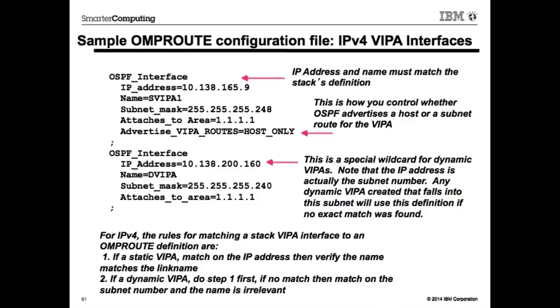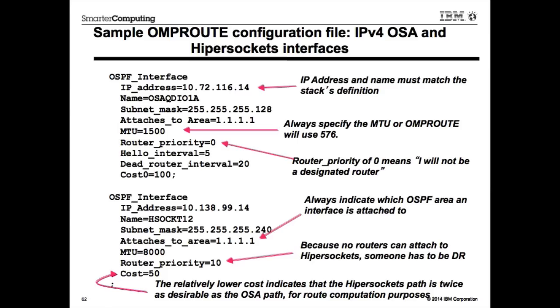these special wildcards. Next is an OSA interface, or hypersockets. With an OSA interface, once again, you define to OMPROUTE the IP address and the link name. They need to match the stack. You tell OMPROUTE what the subnet mask is. That's how OMPROUTE computes the subnets. You tell him what area he's attached to. You also have to tell OMPROUTE the MTU.